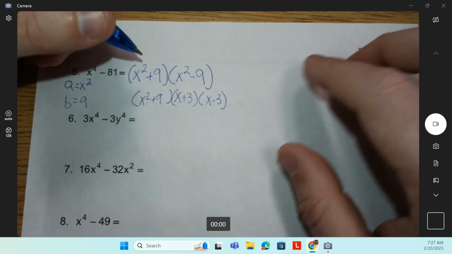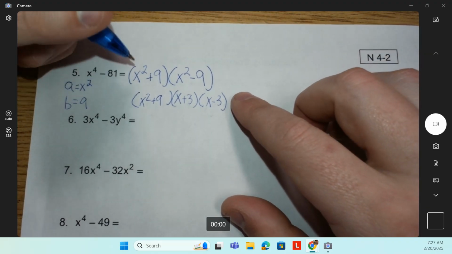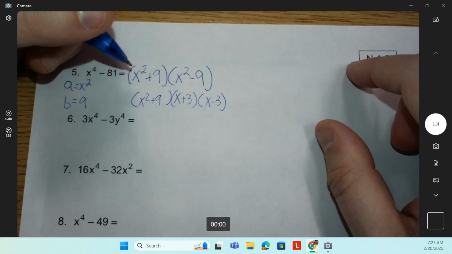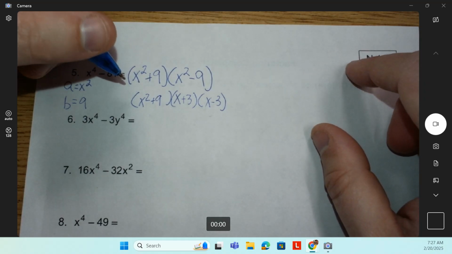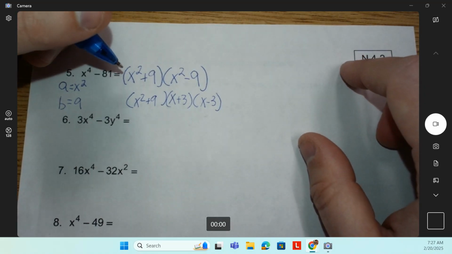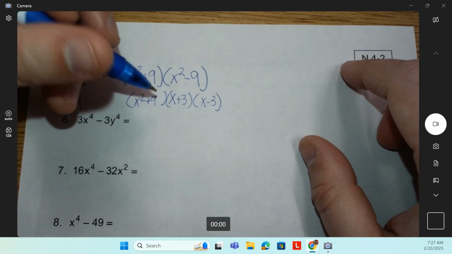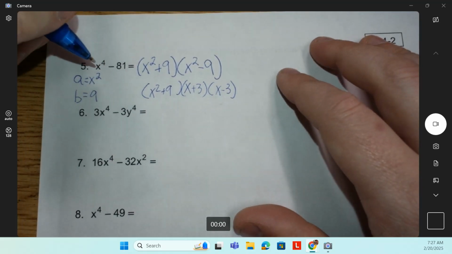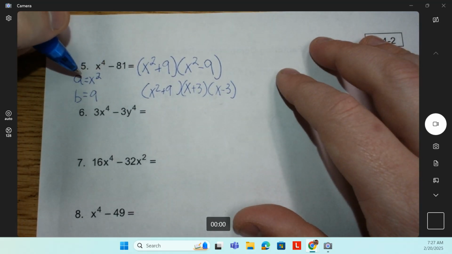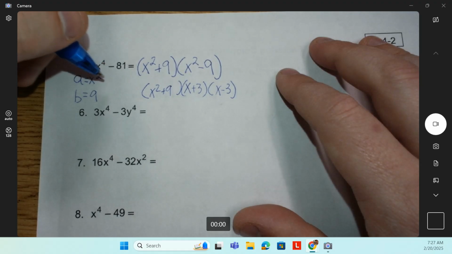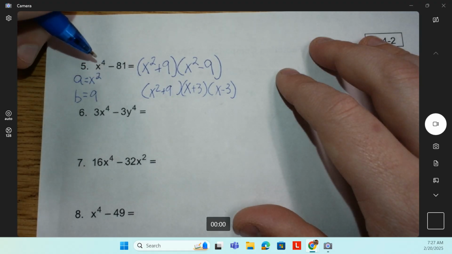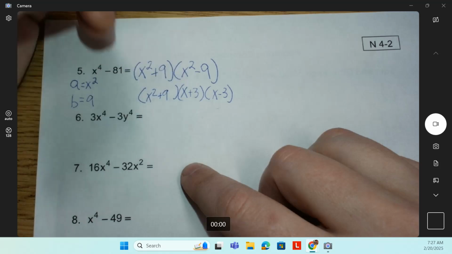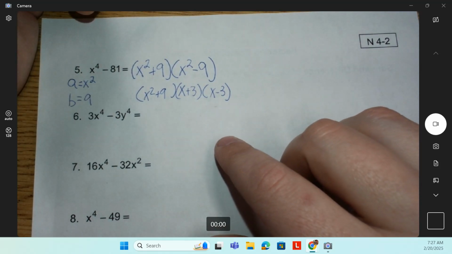You're probably asking yourself, why do we have to pull that apart that much all the way? And the reason for that is, what you're going to see in the next lesson, you run into a lot of instances where things get divided by something. So if I had x to the fourth minus 81 divided by x plus 3, then it's not until I get it totally factored out that I find an x plus 3 that would cancel out there.